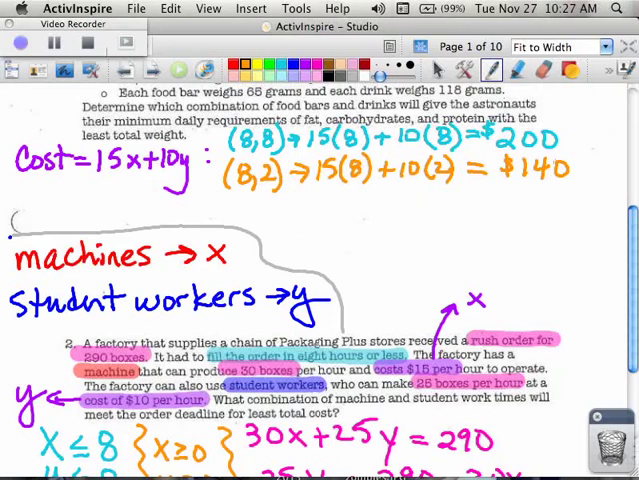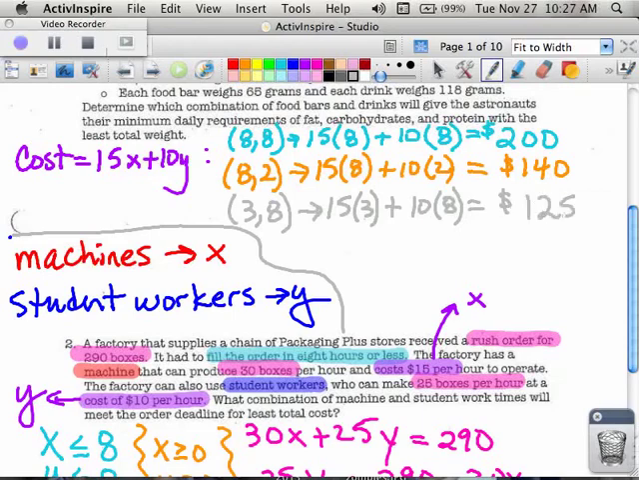And the last way that I could do this is if I looked at the one that was 3, 8. So 3 hours for the machines and 8 hours for the students. That would be $15 an hour for 3 hours of the machine time and $10 an hour for 8 hours of the student time. And that would be 45 and 80, for a cost of, did I say 45? Yeah. $125.